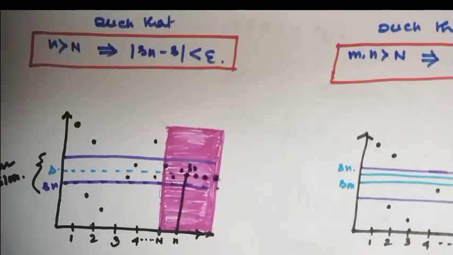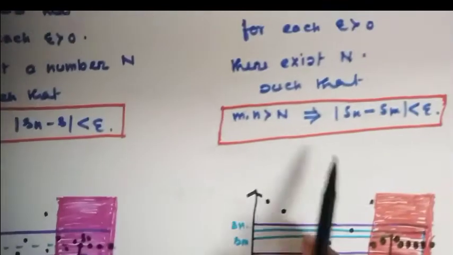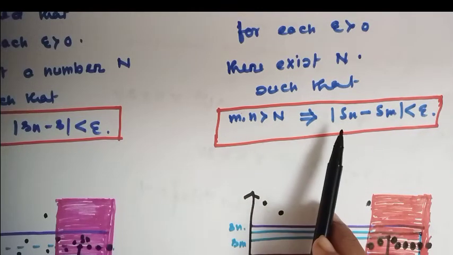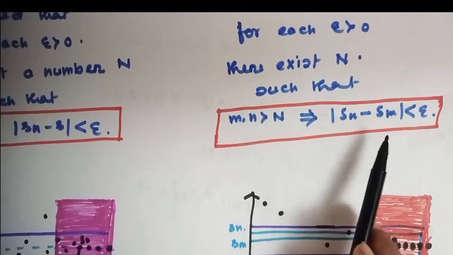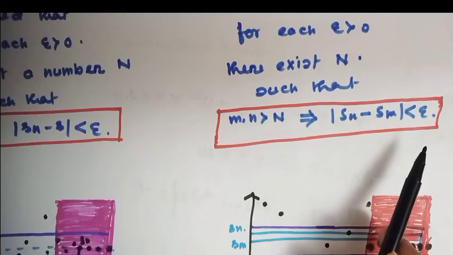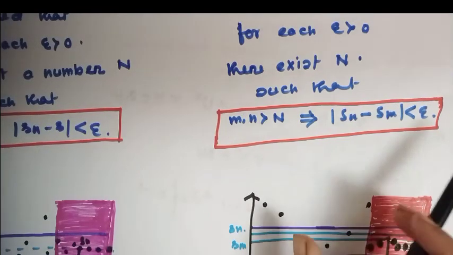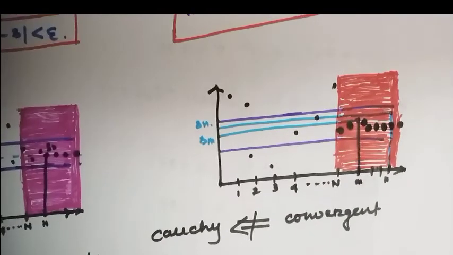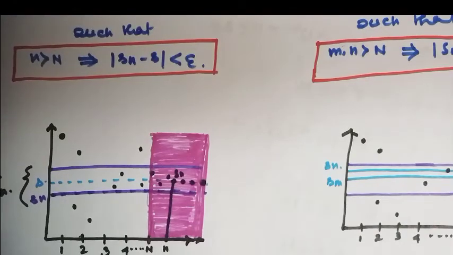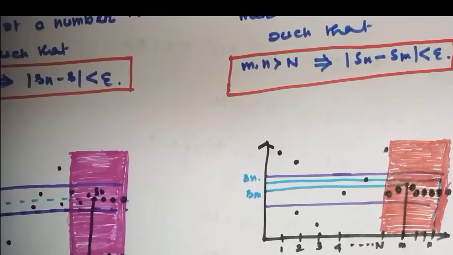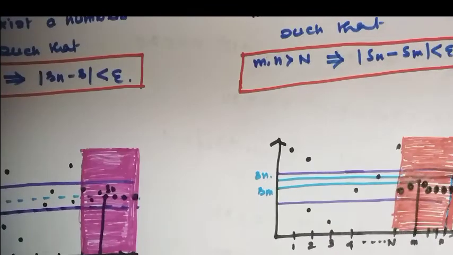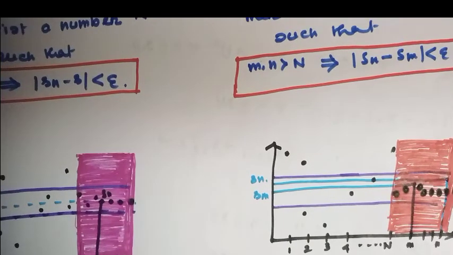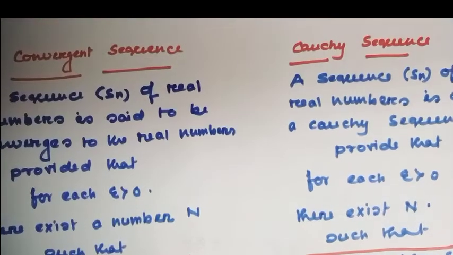And this is the picture of a convergent sequence. Here is the difference. For n, m greater than this capital N, the elements s_n and s_m satisfy the absolute value of s_n minus s_m strictly less than epsilon. That means all the elements are close to each other after this stage, and this is the picture of a Cauchy sequence. Are you getting my point? Okay. Let's see this picture again. Have you understood the difference between a convergent sequence and a Cauchy sequence?